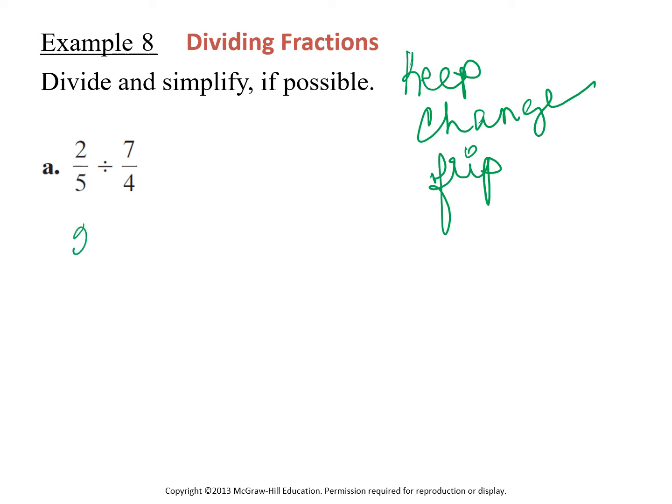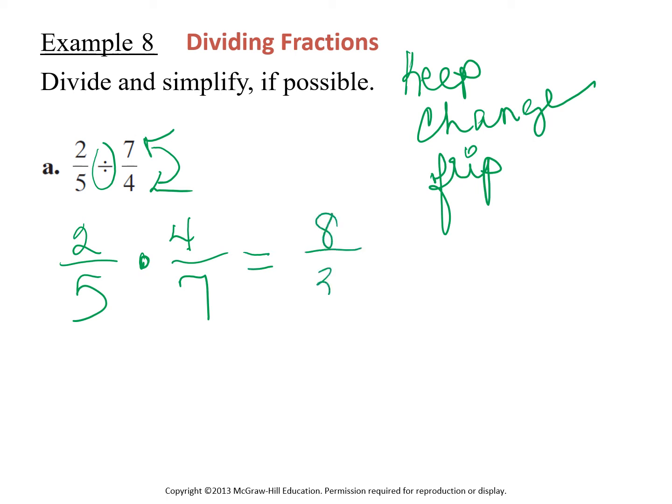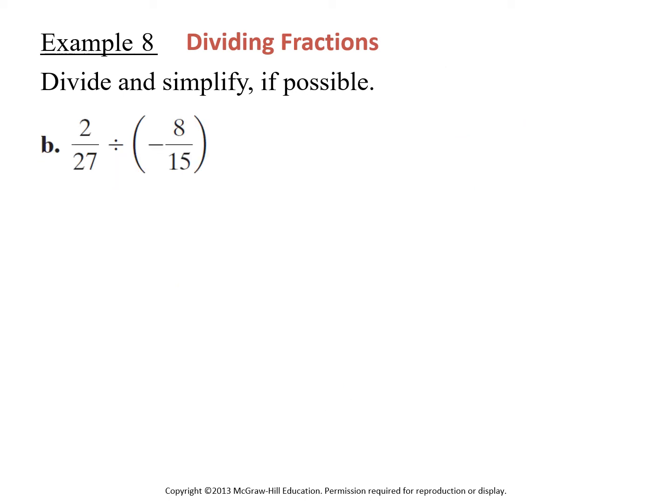So I'm going to keep 2/5. I'm going to change division to multiplication, and I am going to invert or flip the second fraction, so I have 4/7. And now I use the multiplication rules, going across the top, going across the bottom. So you multiply numerators and you multiply denominators.